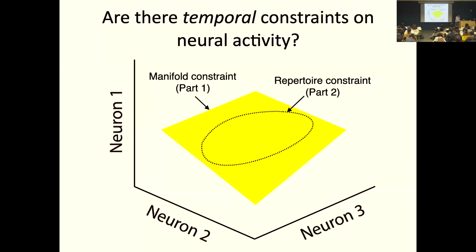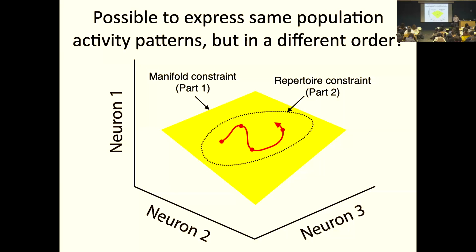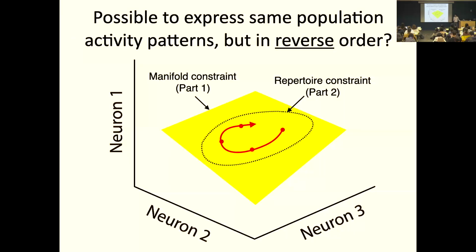Okay, so for example, let's say that we observe that the animal naturally produces this sequence of activity patterns, right? This one, then this one, then this one, and this one. Is it possible to show exactly the same activity patterns, but now in a different order, right? For example, like this, right? Or is it possible to traverse the same trajectory, but in the opposite temporal order?